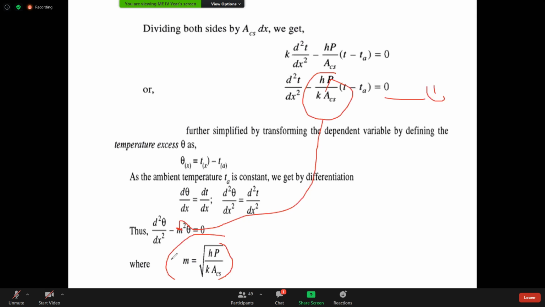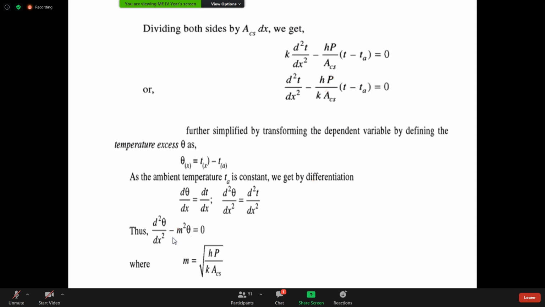Nothing new. This m is nothing but a constant that will be calculated using this formula. Just keep in mind, for simplification purposes, because every time we cannot put this into the differential equation, so we are generating a constant. That constant has been put here, right? So after this, what do we have to do?